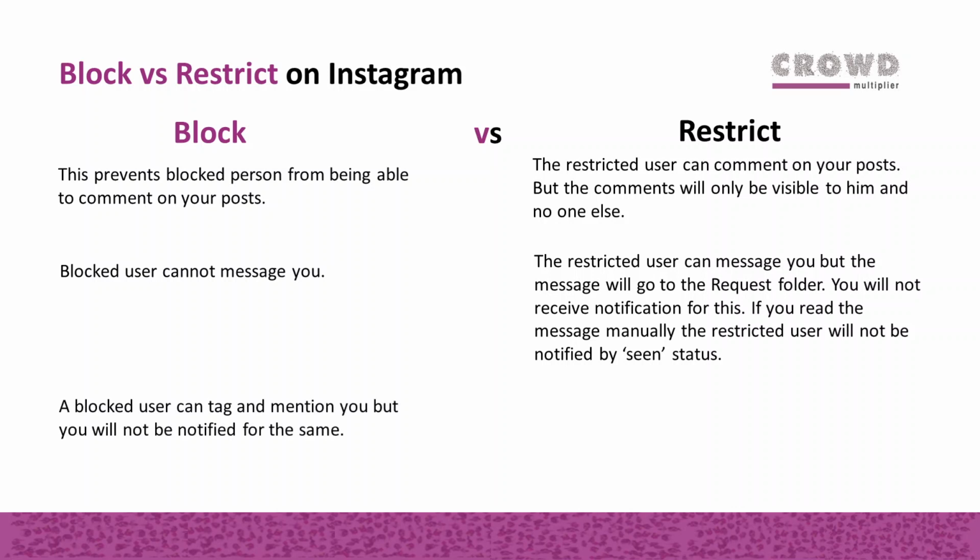A blocked user can tag and mention you, but you will not be notified for the same. Whereas a restricted user can still tag and mention you, and you will get a notification for the same. That means tag and mention are not working when you are restricting a user. So these are the differences between block and restrict.